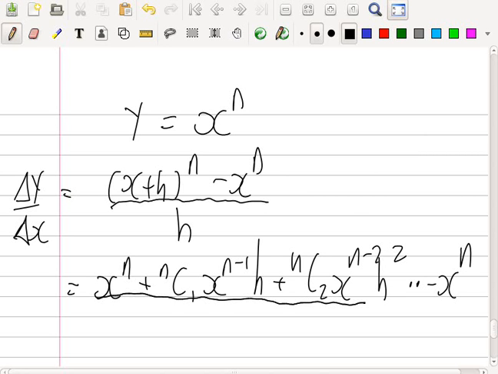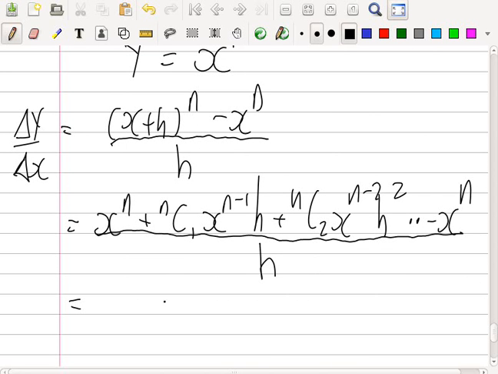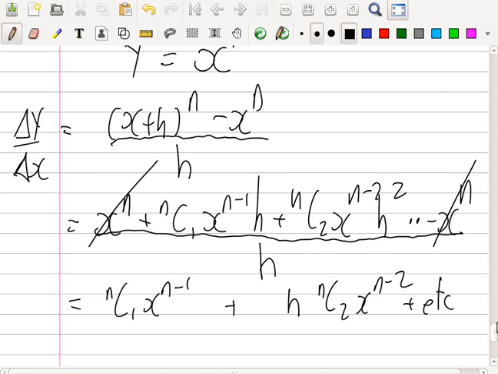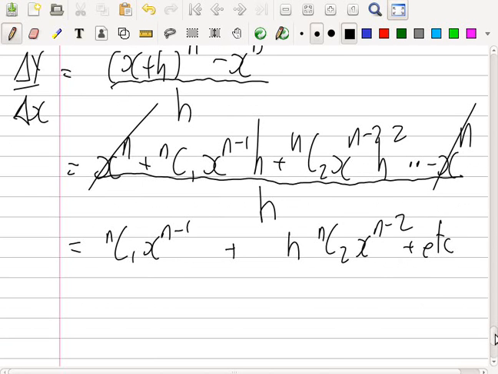Remember doing this? You notice again that the first one cancels with the last one. This usually seems to be the case. And all those h's cancel down. So h over h cancels, and then h squared over h cancels down to h, etc. However, at the very end, what do we make h equal to? 0. So all of these pieces go, and I'm left with this: dy/dx equals nC1 x^(n-1).